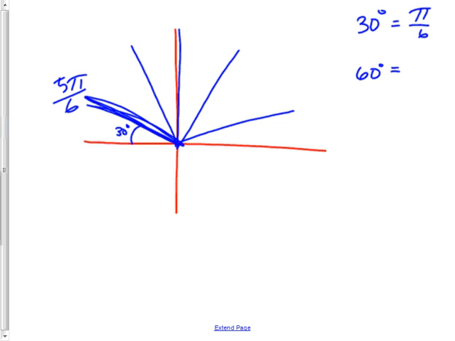Like 60 is twice that big, right? If 60 is double that, then it's got to be double the pi over 6, which would be 2 pi over 6, right? And you could reduce that. 2 pi over 6 is not a bad start, but then you should reduce it to what? Pi over 3. Okay? 30, 60, well, the next logical one is 90, right? 90 degrees is 3 pi over 6, which is what? Pi over 2.